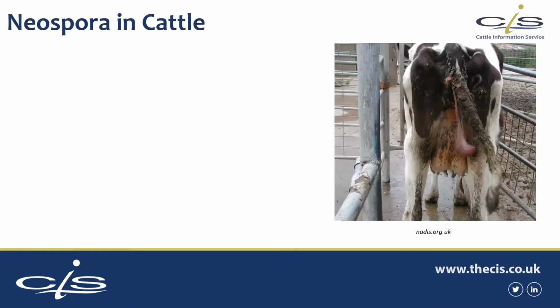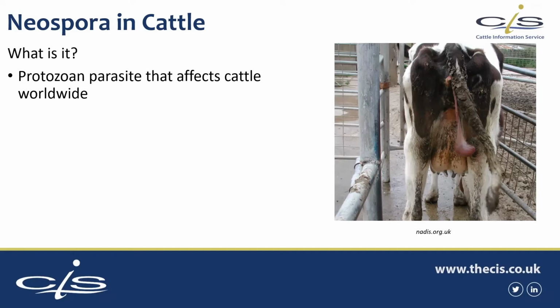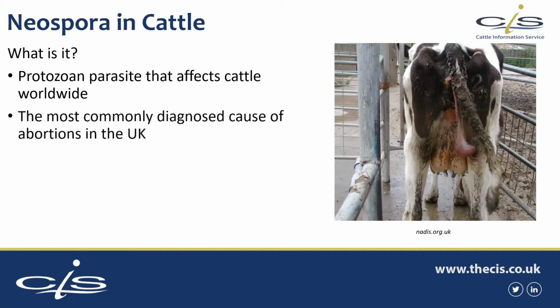So Neospora in cattle, what is it? It's a protozoan parasite that affects cattle, and it's not just cattle that it affects. You see it in a lot of other species as well, particularly dogs, for example, but it affects cattle worldwide. It is actually the most commonly diagnosed cause of abortions in cattle in the UK, just above Salmonella Dublin in the recent tables in dairy cattle. And what's interesting is it looks like disease incidence, particularly in the UK, is on the rise whenever we do any kind of prevalence testing.